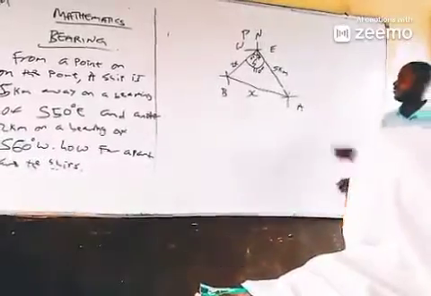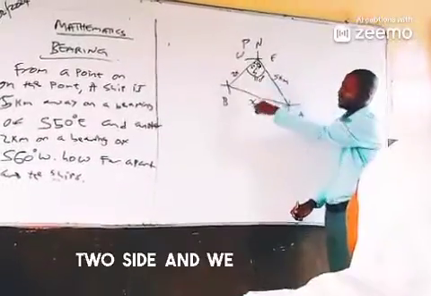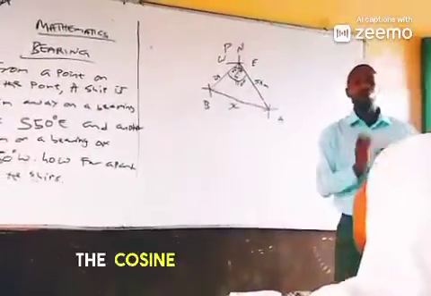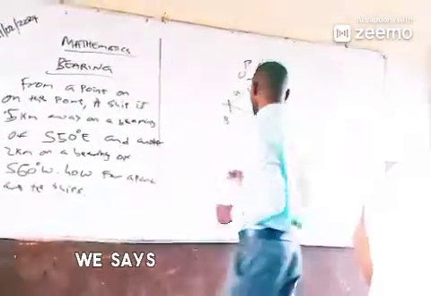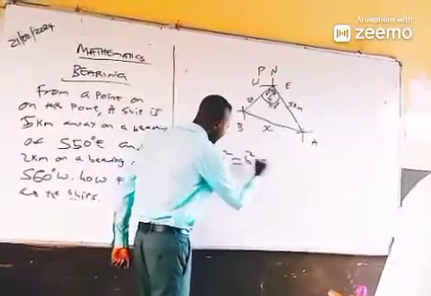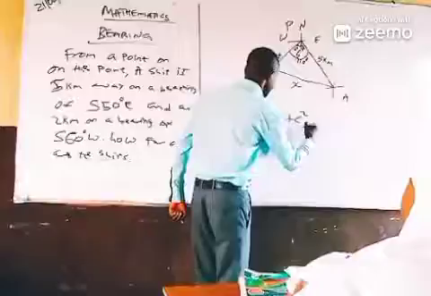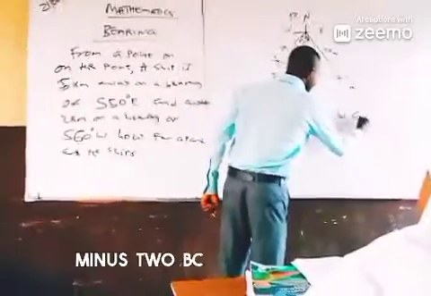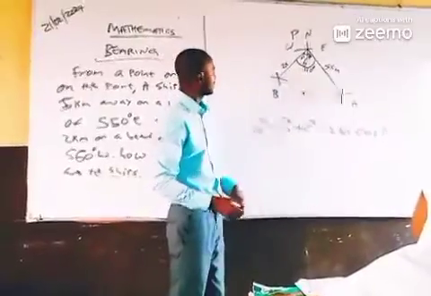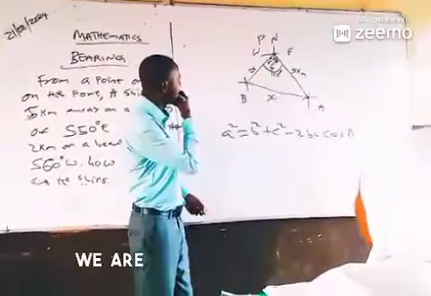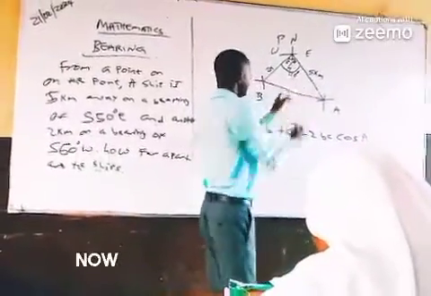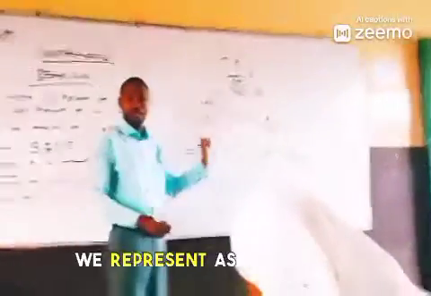So in this case, we have an angle, 2 sides, and we have to find the third side of the triangle. So we are going to be using the cosine rule, which says that a squared is equal to b squared plus c squared minus 2bc cos A. Here A is the angle that we are dealing with. Depending on the lettering, this side opposite the angle will represent our small a.